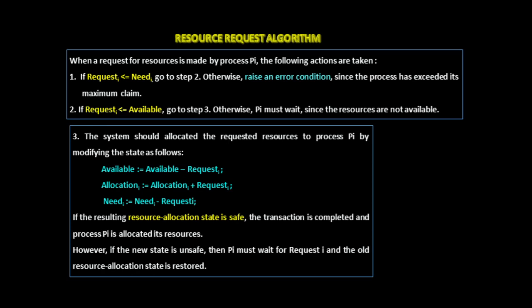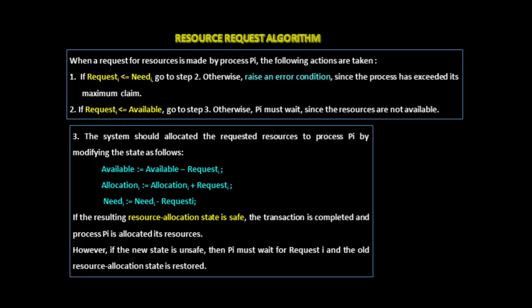Now we will move on to the resource request algorithm. When a request for resources is made by the process Pi, the following actions should be taken. First, we have to check whether the request of the process i is less than or equal to the need of the process. If it is, then we can go to step 2. Otherwise, we have to raise an error condition.